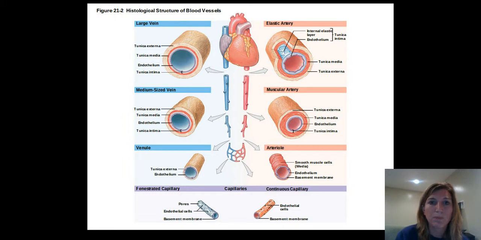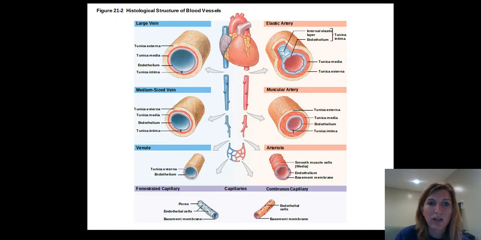You can see here some of the basic differences. Again, close to the heart, we have our large veins and what we call the elastic arteries. We move further away from the heart. Elastic arteries branch into muscular arteries. Muscular arteries branch into arterioles. Arterioles branch into capillaries. Capillaries can be continuous or fenestrated. We'll talk about the different types of capillaries in a bit. Those capillaries collect into venules and then medium-sized veins and then the large veins, which dump back into the heart.